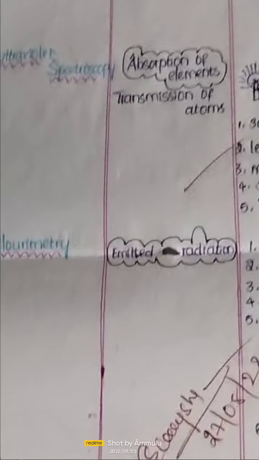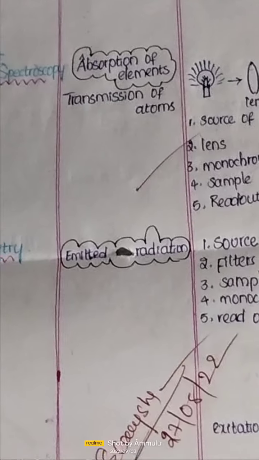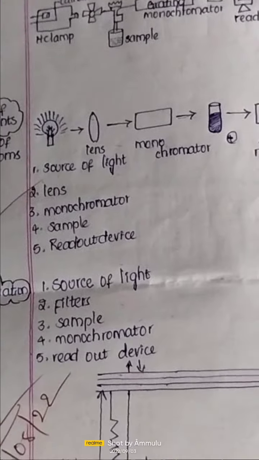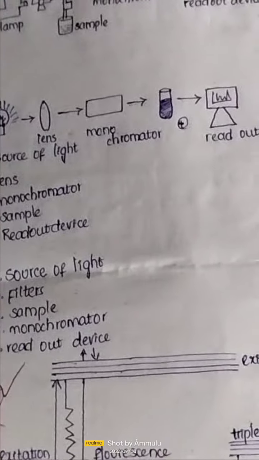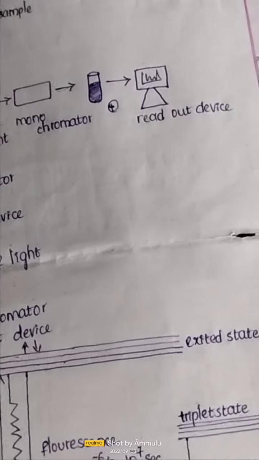In this ultraviolet spectroscopy, the main principle of the ultraviolet spectroscopy is absorption of elements. Where it comes to the instrumentation, source of light is there, lens is here, and monochromator, which is nothing but filter, and a sample is presented, and readout device.